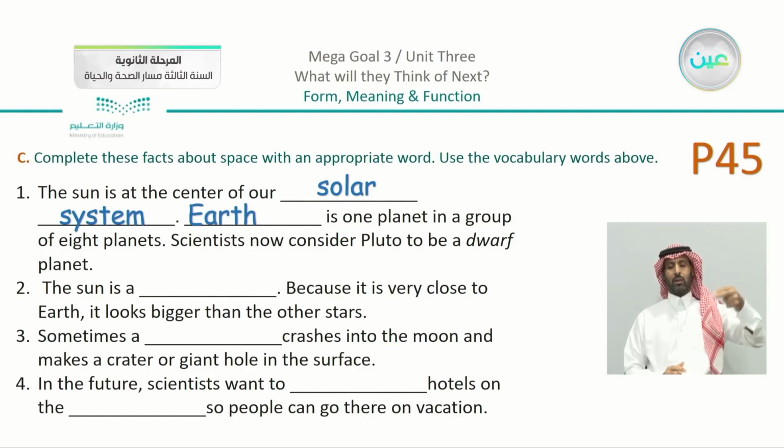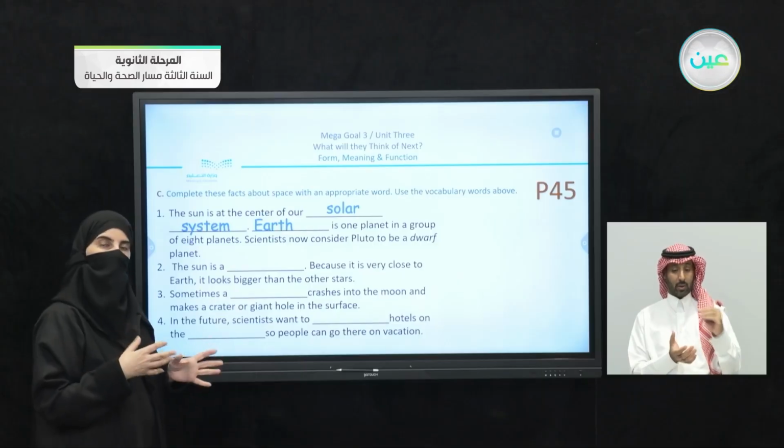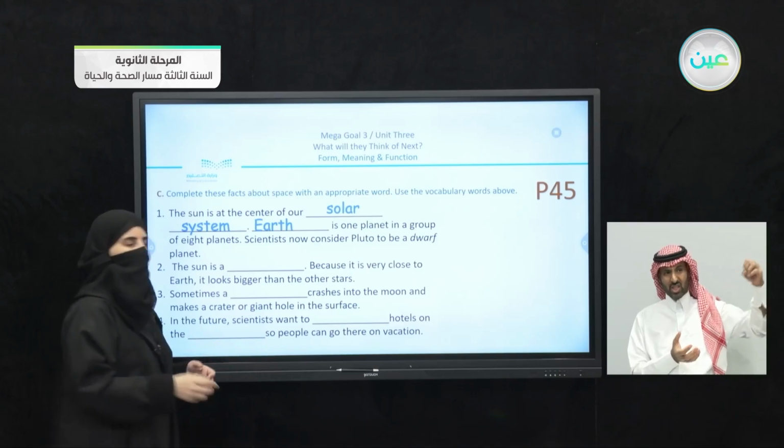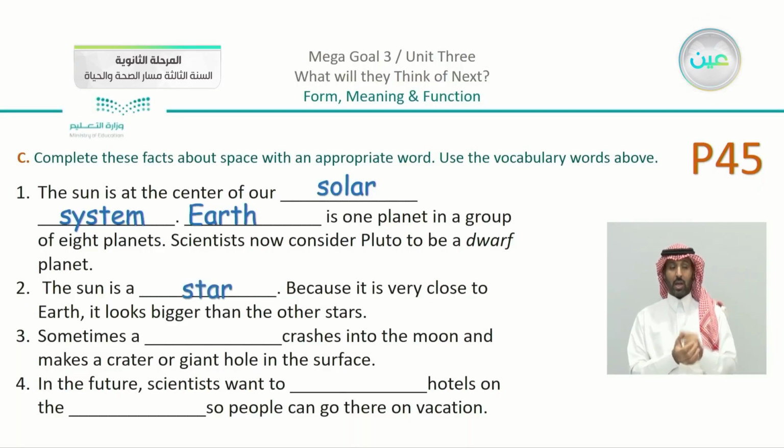Completing, we have scientists now consider Pluto to be a dwarf planet. We have number 2, the sun is a blank. So we had the example in the last lesson. What is the sun? We have here the sun is a star because it is very close to Earth. It looks bigger than the other stars.